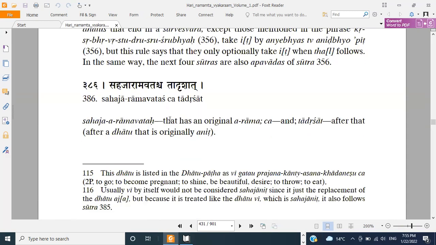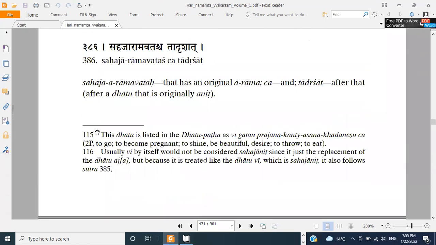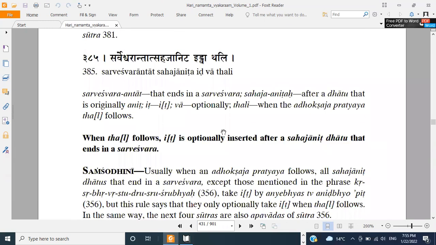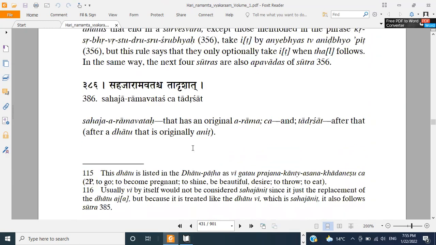So we'll do the declension. Then Sahaja Rama Vatascha Tadrishat. Does Sahaja refer to that it was originally Aja rather than V, or what is the Sahaja referring to? Sahaja anit means it is originally anit. That's all. It was originally anit, but okay, all right. So there are some things that become anit. Yeah, so that's the implication. Okay, all right.